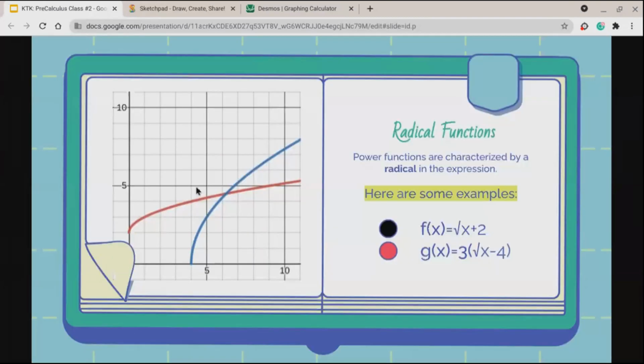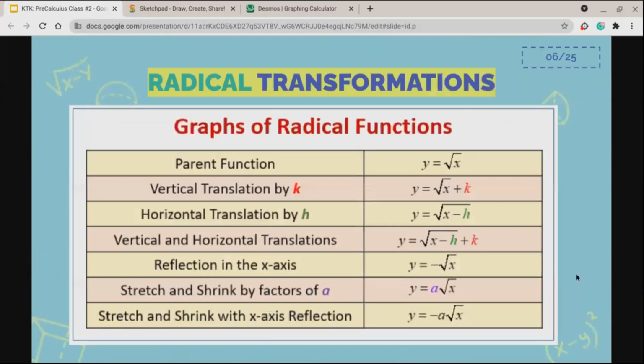As for radical functions, here's a representation of what a radical function looks like. Radical functions are characterized by a radical in the expression. Here are some examples. The ones I'm showing here are square root expressions, but obviously you can have cube root expressions or fourth root expressions as well. So you have f of x equal to the square root of x plus 2, and g of x equal to 3 times the square root of x minus 4, in blue and red. All right. And then you have your radical transformations.